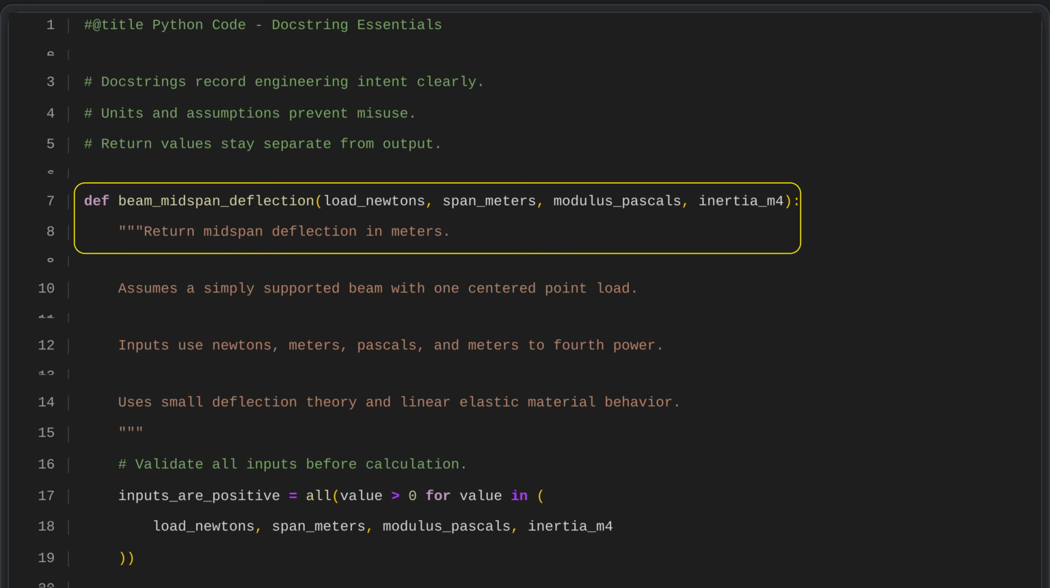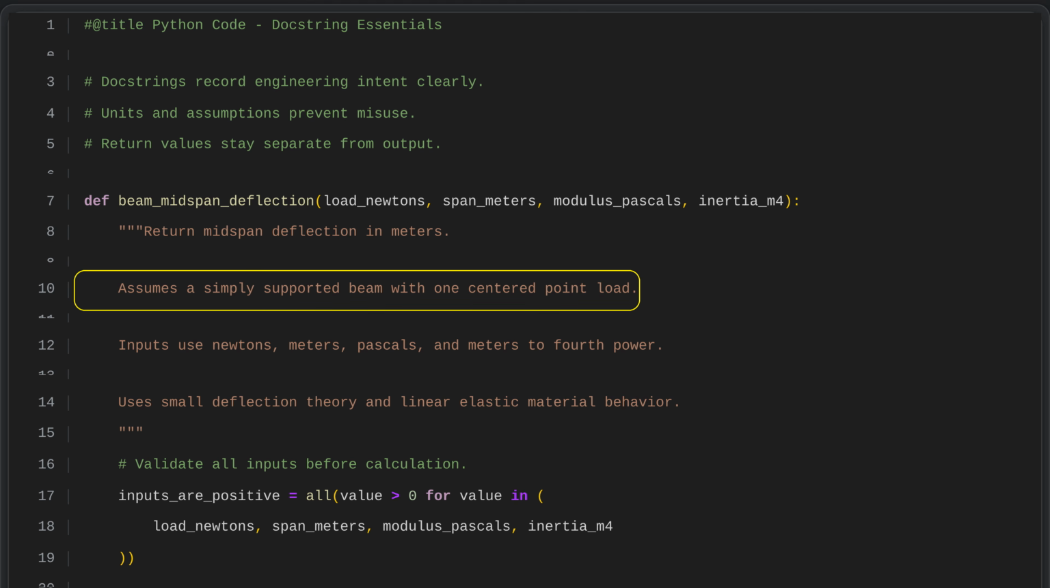The beam midspan deflection function calculates the midpoint deflection of a simply supported beam with a single central point load. It uses the applied load, beam span, modulus of elasticity, and moment of inertia, with inputs in standard engineering units, and returns the deflection in meters. The calculation assumes small deflections and linear elastic material behavior.